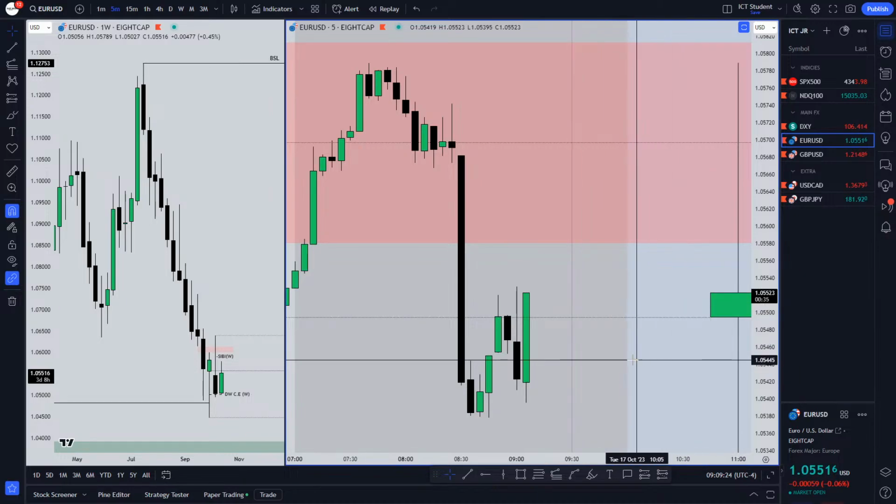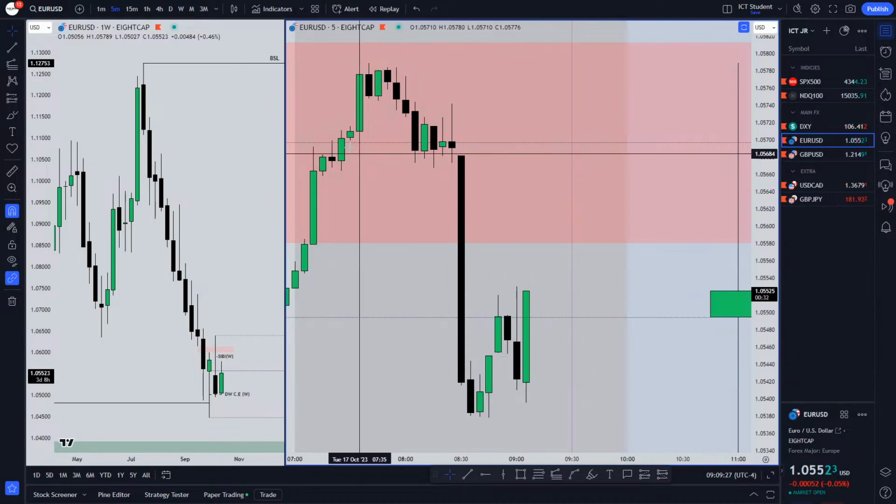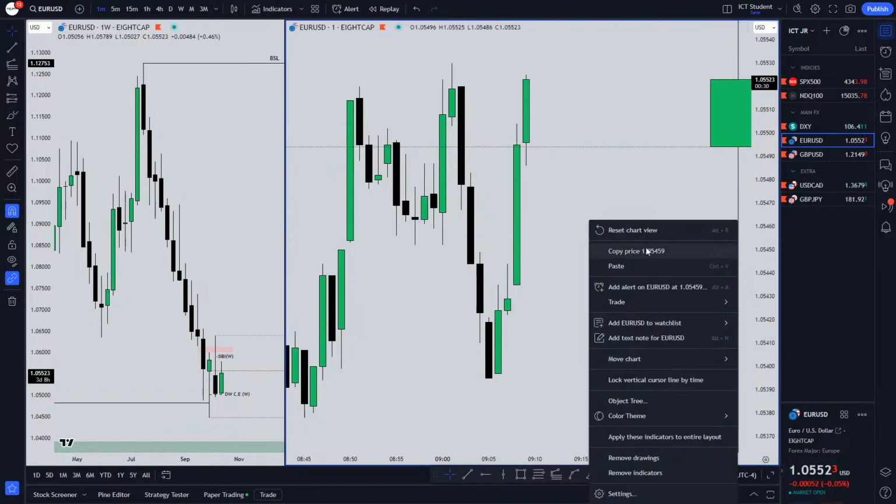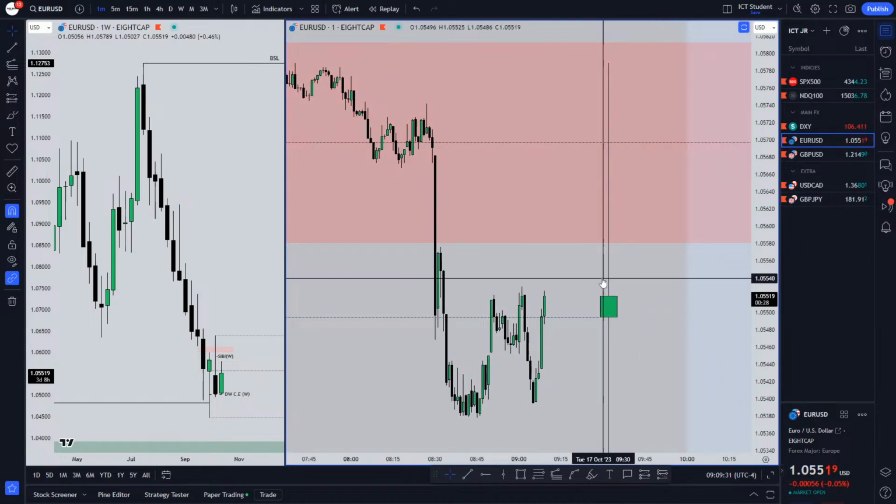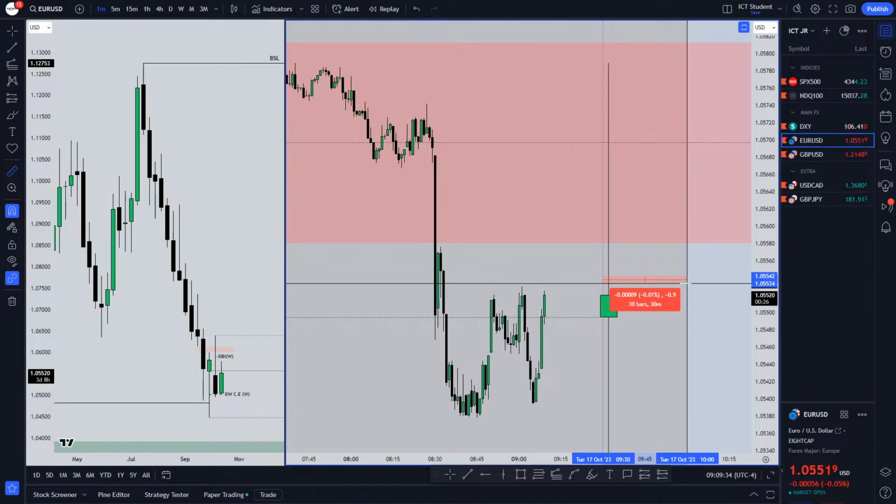From 9:30 to 10 o'clock. Basically, that's the opening range. That's what they call it. That's what ICT would call it. So it's an opening range. You can see some Judas swings form during this time window.